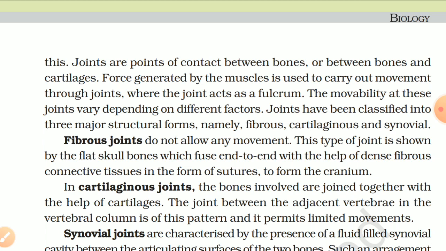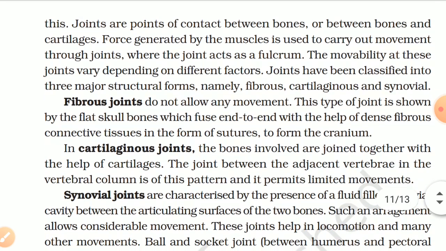Joints have been classified into three major structural forms, namely fibrous, cartilaginous, and synovial. Fibrous joints do not allow any movement. This type of joint is shown by the flat skull bones, which fuse end to end with the help of dense fibrous connective tissues in the form of sutures to form the cranium. In the cartilaginous joint, the bones involved are joined together with the help of cartilages. The joint between the adjacent vertebrae in the vertebral column is of this pattern and it permits limited movement.